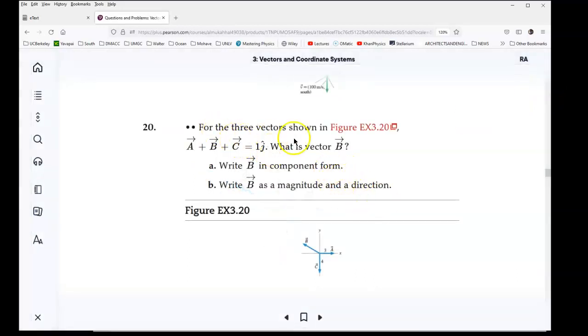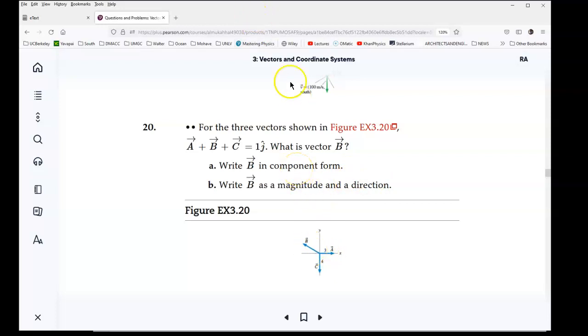And so he said for the three vectors shown, it's given that A plus B plus C is equal to 1j. What is the vector B? That's the question. Write B in component form, write B in magnitude and direction form. When we say magnitude and direction, basically angle, okay? So basically angle with respect to the x-axis, maybe this one here or all the way from there, whatever. All right, so let's work on this.